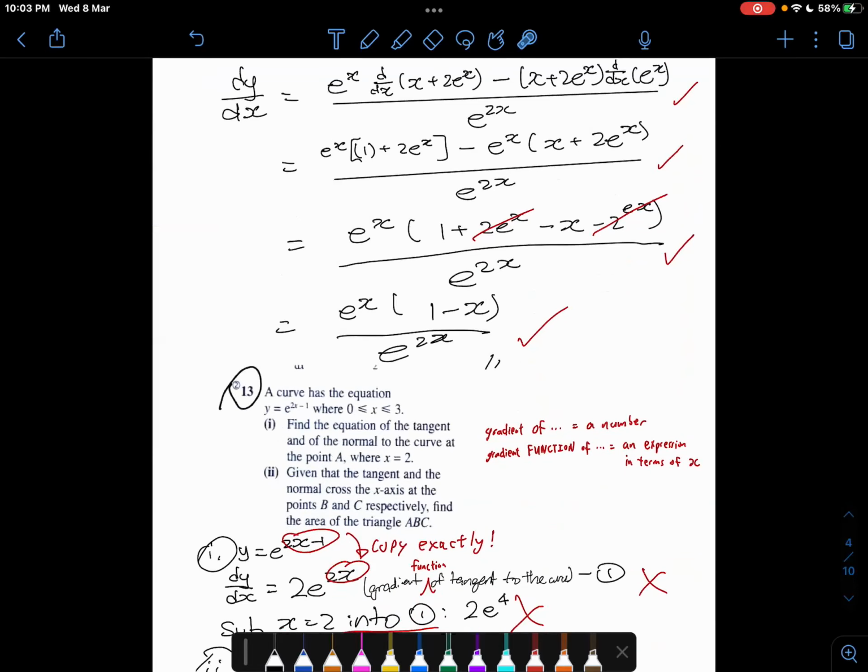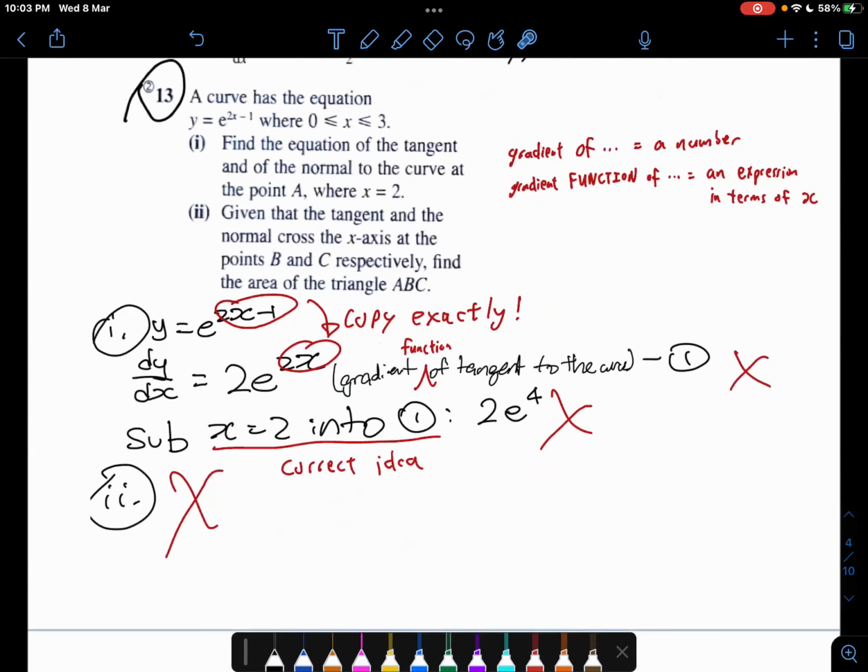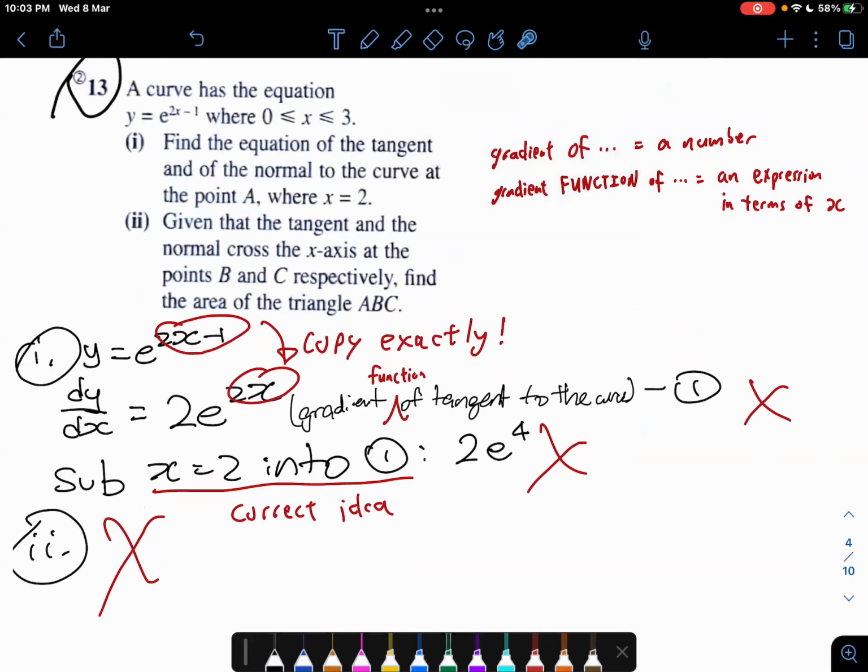All correct. Here not correct. Dy by dx. When you have e power something, you differentiate, you get back the same thing. That's your first step. Get back the same thing. But over here, you didn't copy exactly. You see, you put down 2x, you never put minus 1. You made a mistake.